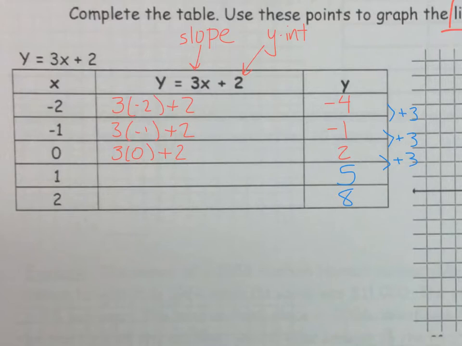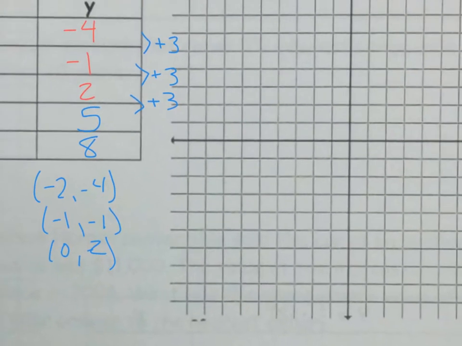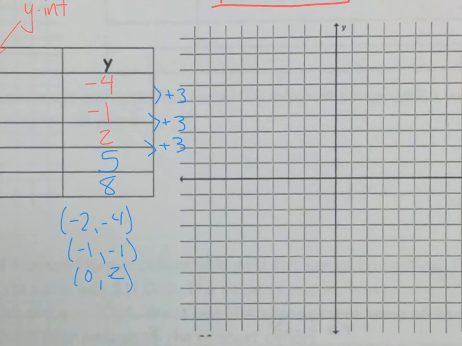So remember, these are pairs of coordinates. Negative 2 comma negative 4. Negative 1 comma negative 1. 0 comma 2, not negative 2, 0, 2. We're going to take these over to the graph and graph them there. So negative 2, negative 4. 1, 2, 3, 4.